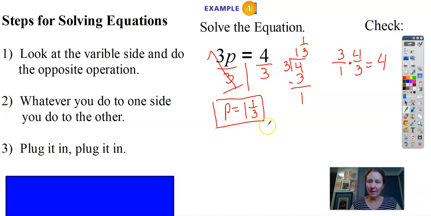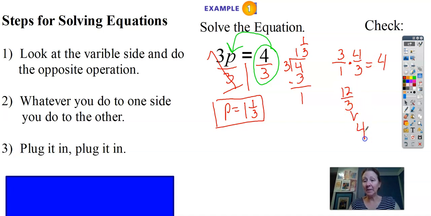Okay, so this is kind of a weird one, but I'm going to show you in a different color. I took the 4/3 and I plugged it in place of p. So now, when I multiply across, I get 12 divided by 3, which of course is 4. So I end up with 4 equals 4, which is correct.